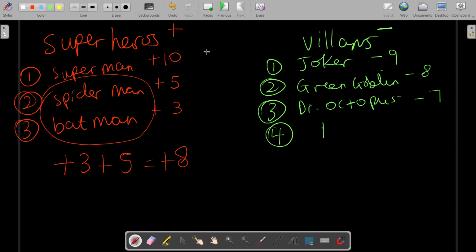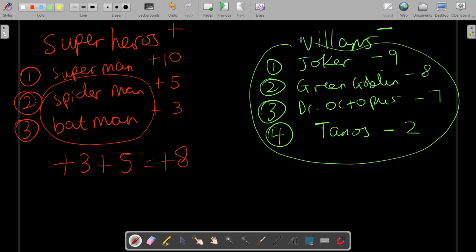Now, when two supervillains team up together, they're also going to get stronger, but they're going to get more evil, right? So Thanos, we're going to put a score of, let's say, -2, right? He's not so strong. So let's say Joker teams up with Green Goblin, all of them team up together. All four villains team up together, right? I want you to write the answer in the chat for me. What's the answer going to be? Joker teams up with Green Goblin, with Octopus, with Thanos. Which one is it going to be? Right, that's the answers coming in.